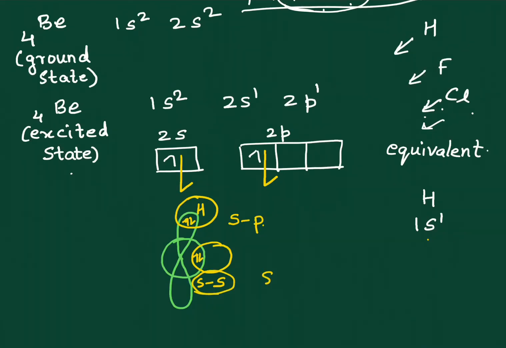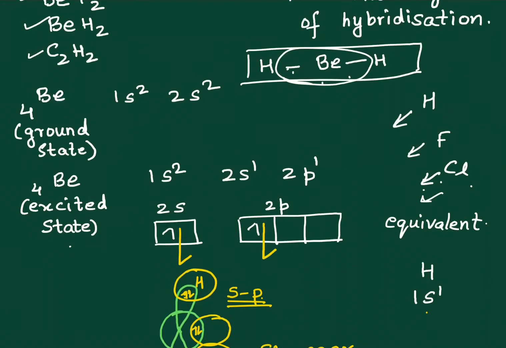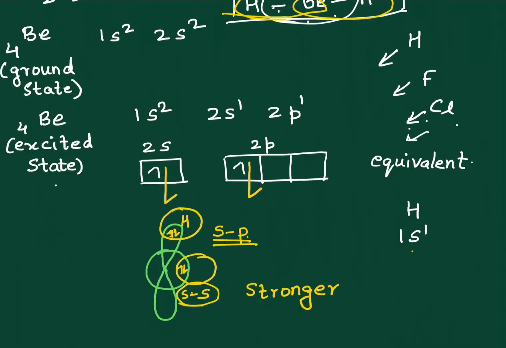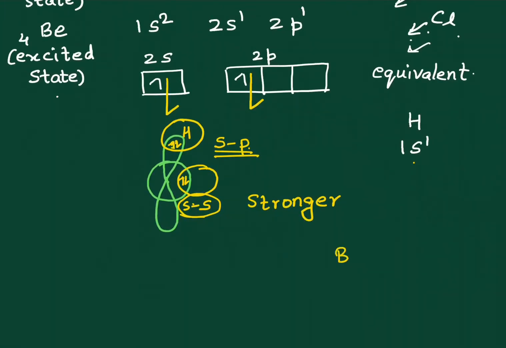SS overlap should be stronger than the sp overlap, right? That means the nature of these two bonds should be different. But when experimentally observed, we notice that these two bonds are of equal strength. Both the beryllium hydrogen bonds are of equal strength, and the strength of these two bonds is intermediate between that of an SS and that of an sp bond. How do we explain this, right?